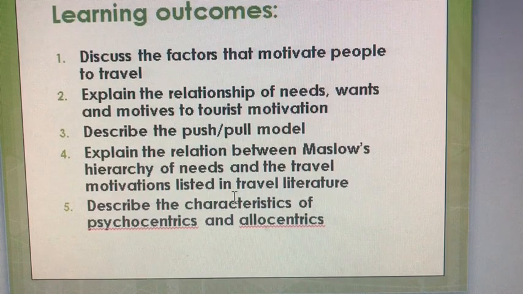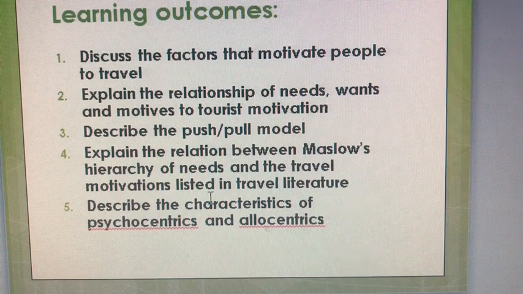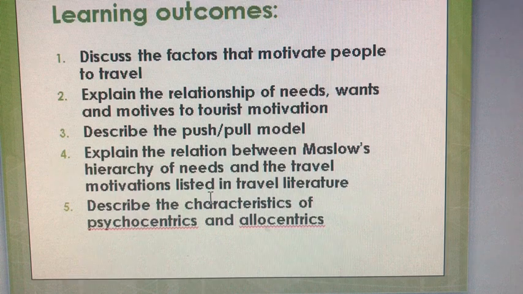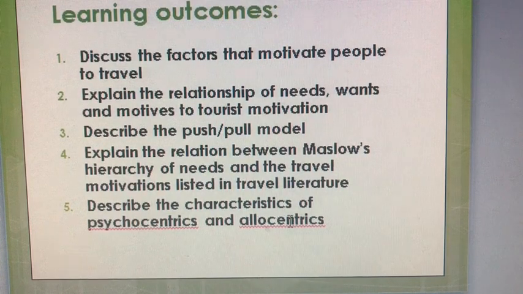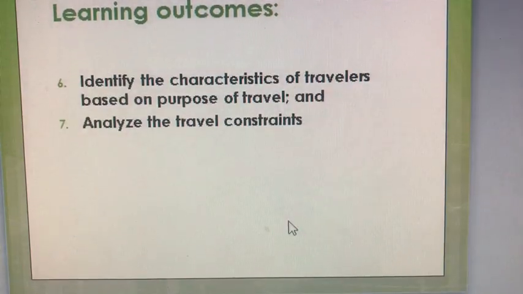travel, explain the relationship of needs, wants, and motives to tourist motivation, describe the push-pull model, explain the relation between Maslow's hierarchy of needs and the travel motivations listed in travel literature, describe characteristics of psychocentrics and allocentrics. Next, we have to identify the characteristics of travelers based on purpose of travel, and lastly, analyze the travel constraints.